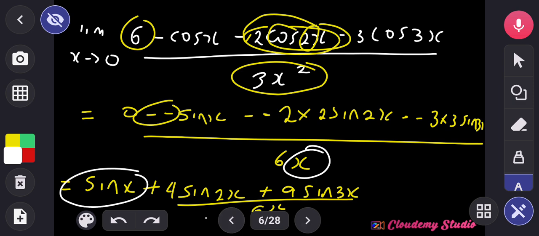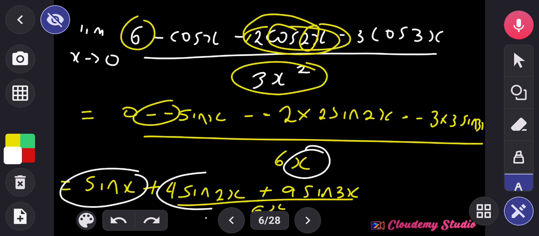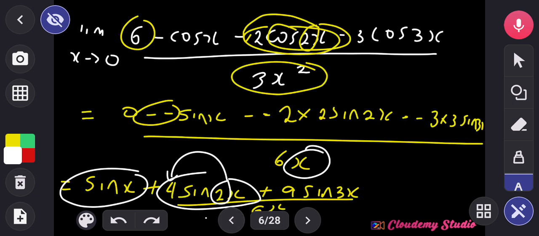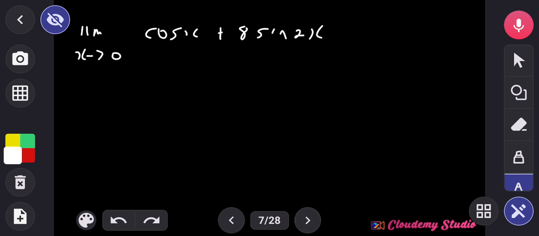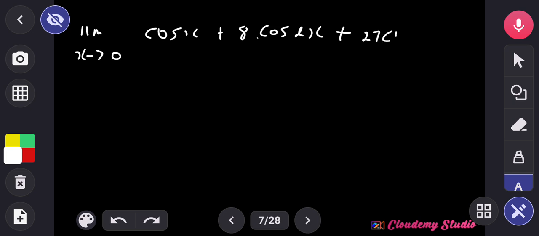Now, in differentiating again, we are still limit of x tends to 0. Sin x becomes cos x, plus 4 sine 2x becomes 8 cos 2x. Why? Because the 2 that is here will come and multiply the 4 that is here. Sorry, it's supposed to be cos, not sine 2x. And 9 sine 3x, 9 multiplied by 3 is going to become 27 cos 3x. Everything divided by 6.